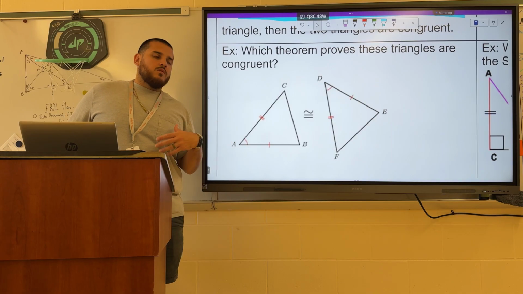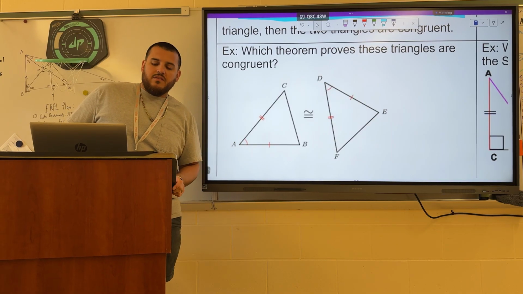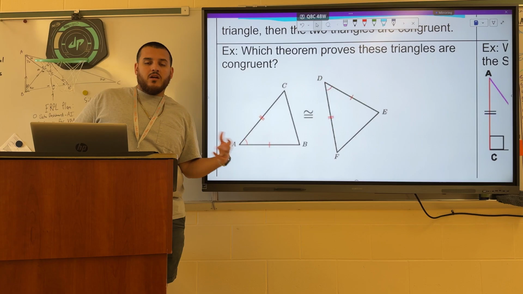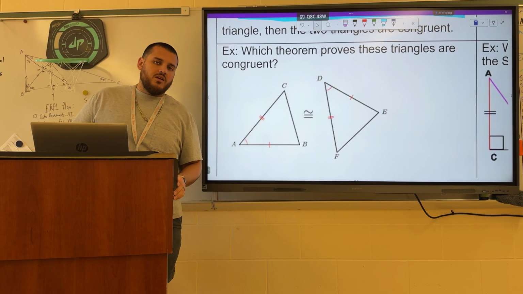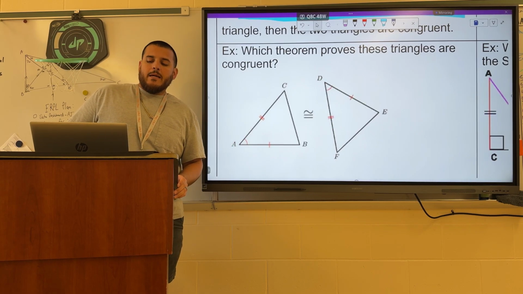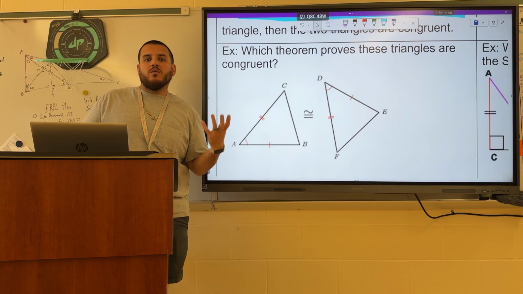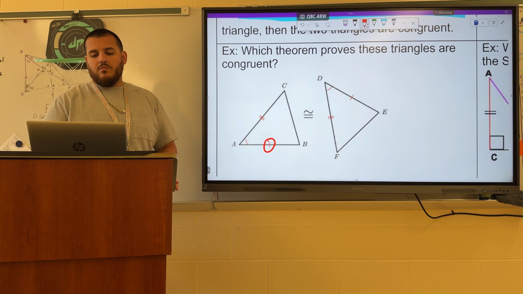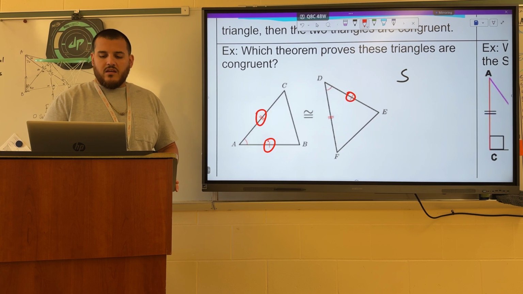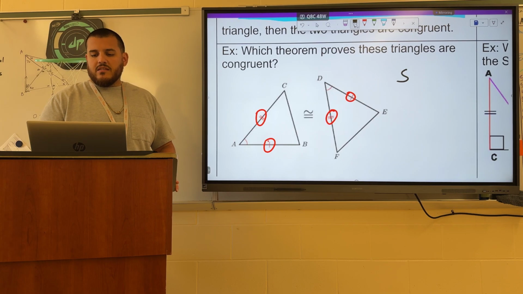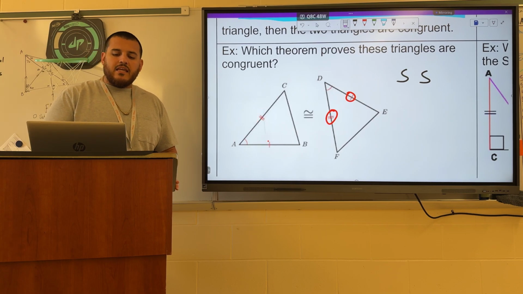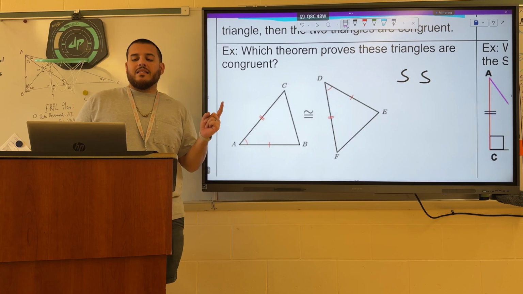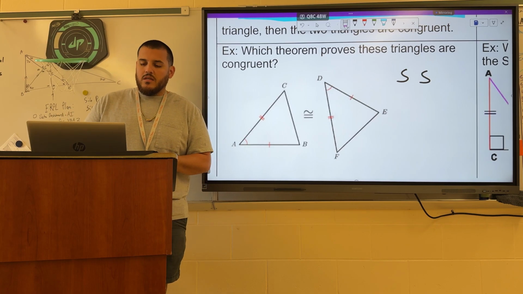Our next example is the most common problem we're going to have in this lesson. It's which theorem, if any, would prove that these triangles are congruent to each other. And again, this is a very visual thing, just evaluating the information that's being given to us on our triangles. We have side AB congruent to side DE, that's a pair of sides. We have side AC congruent to side DF, that is a pair of sides. And again, the key for the side-angle-side theorem is that the included angle needs to be congruent.